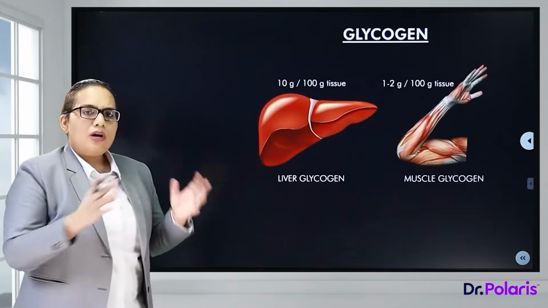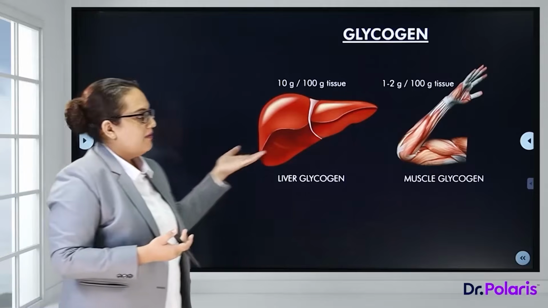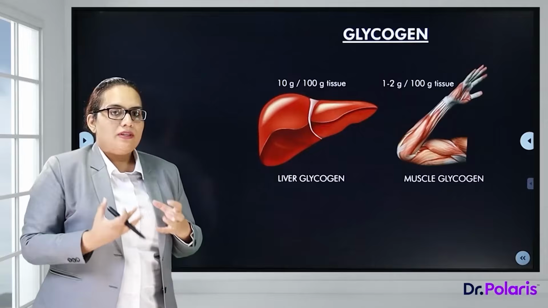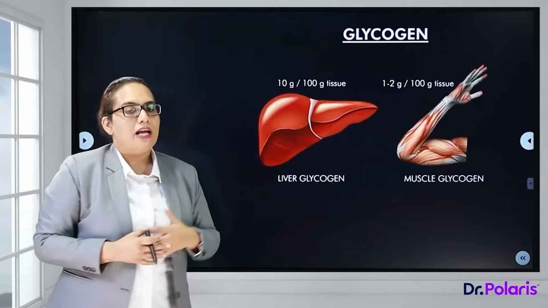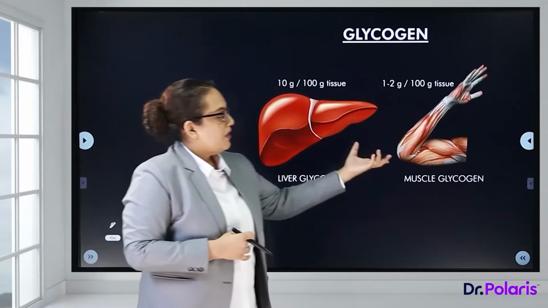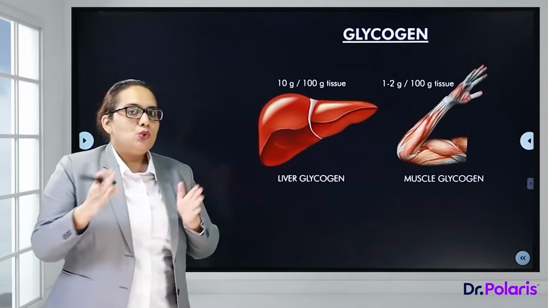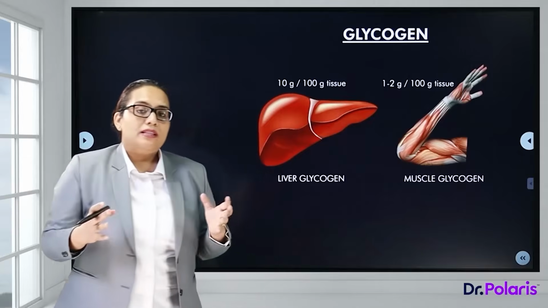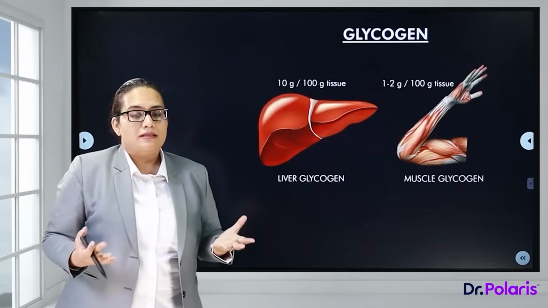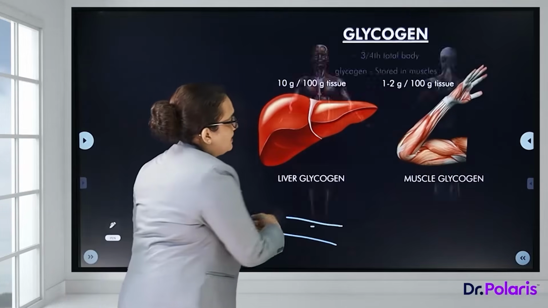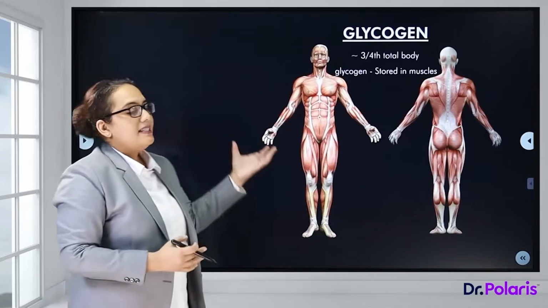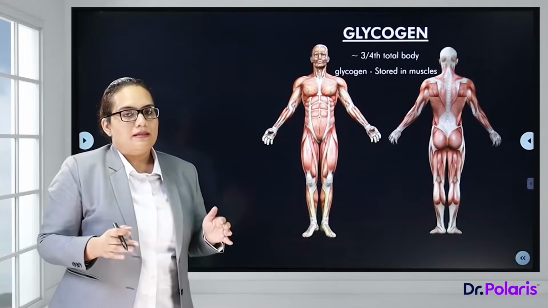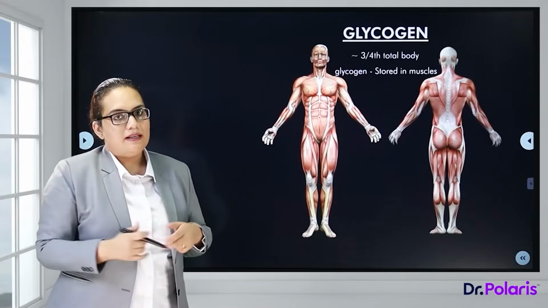So now let's have a look at how much glycogen is stored in the liver and the skeletal muscle. It is said that in a 100-gram tissue of the liver, around 10 gram of glycogen exists. Whereas in the case of muscle, around 1 to 2 gram of glycogen is present in 100 gram of the tissue. But you know that the human body is made of a lot of muscle. So when you consider the entire muscle present in the body, at least 3/4 of the total glycogen content is stored in the muscle, and only a small amount is present in the liver.